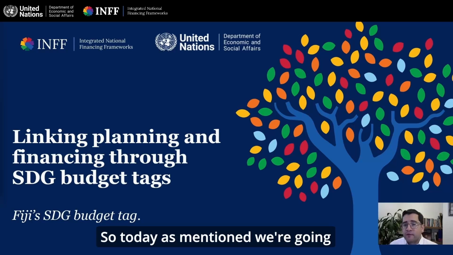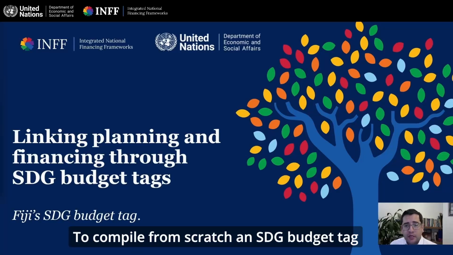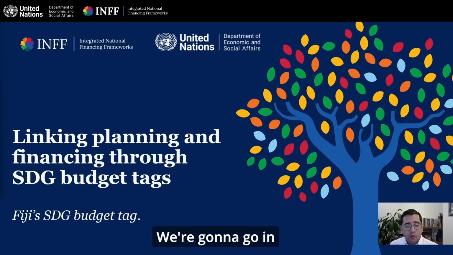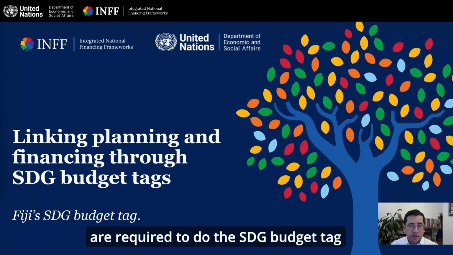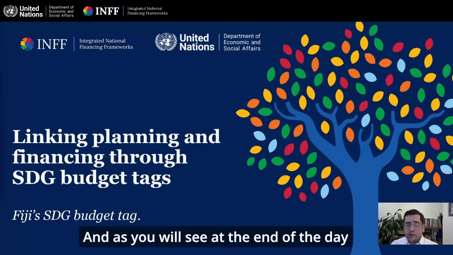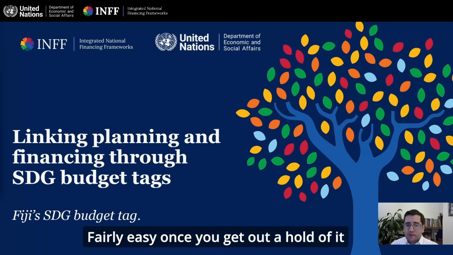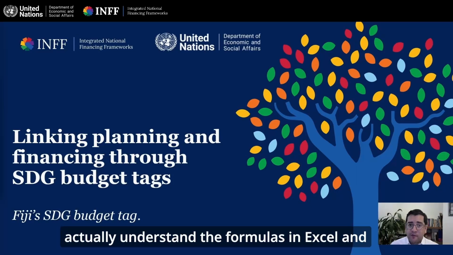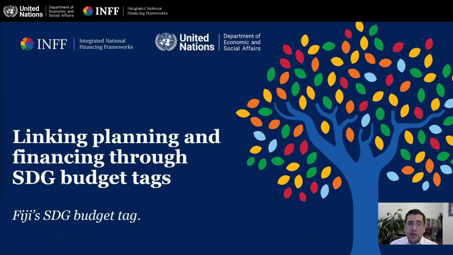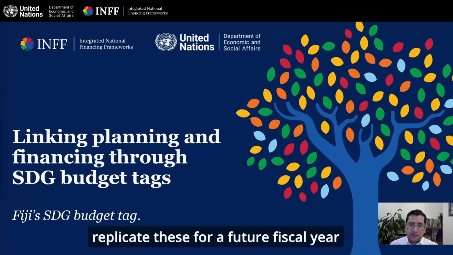So today, as mentioned, we're going to focus on using Fiji's budget to compile from scratch an SDG budget tag. We're going to go step by step through all the steps that are required to do the SDG budget tag. And as you will see at the end of the series of videos, it's fairly easy once you get a hold of it. However, it might take a while to actually understand the formulas in Excel and understand how Power BI works in order to replicate this for a future fiscal year.